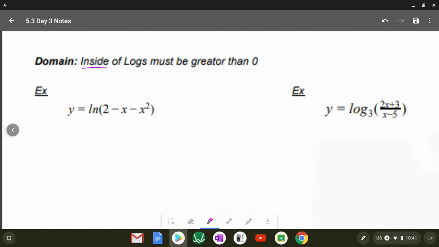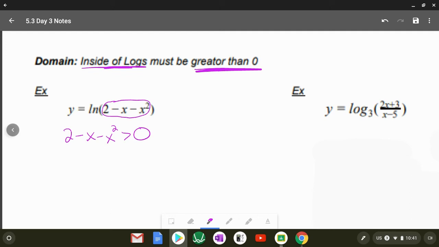The domain of a log function means the inside of the logs must be greater than 0. So if I take a look at this first one, we have the log by itself. The inside of that has to be greater than 0. So we set up an inequality greater than, not greater than or equal to, but greater than. And now we have to go ahead and solve this inequality.